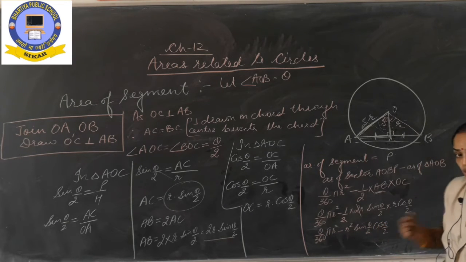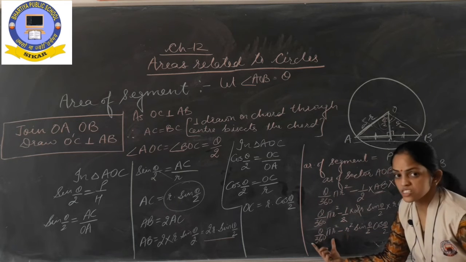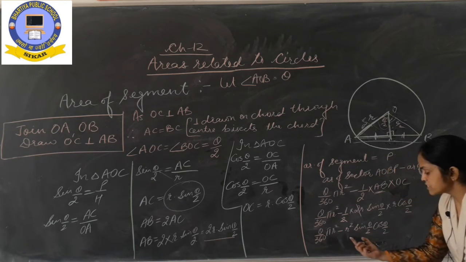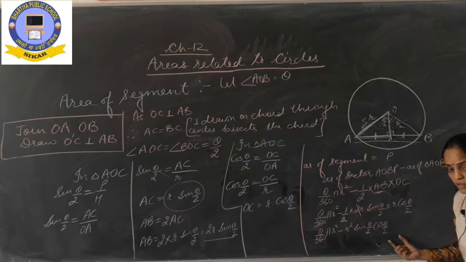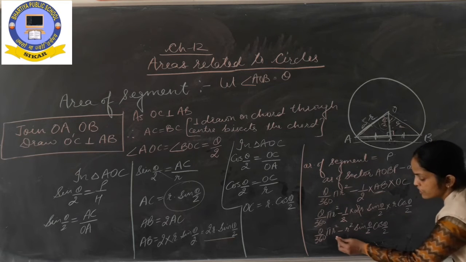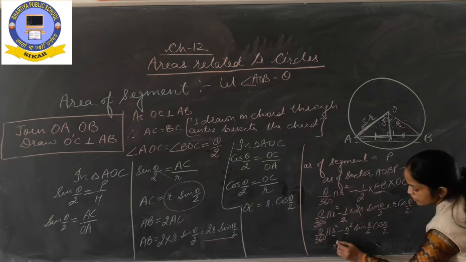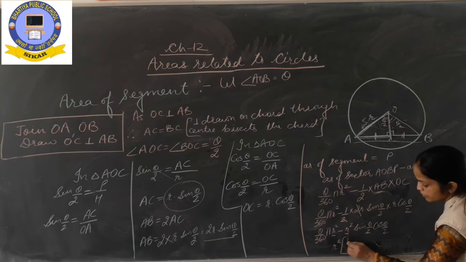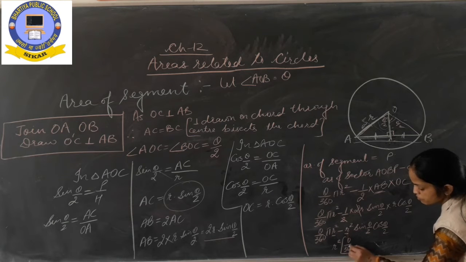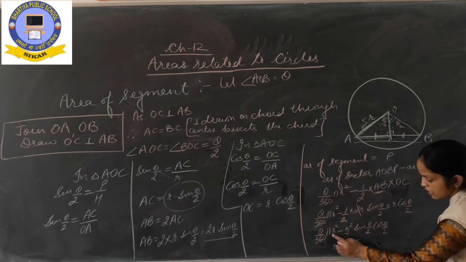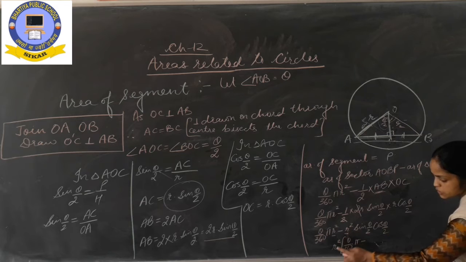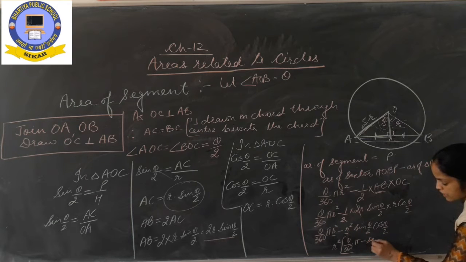Now see, we have two terms here: theta upon 360 into pi r square, minus r square sin theta by 2 cos theta by 2. In both the terms we have r square common, right? So we will take r square common, and what will remain inside? Theta upon 360 multiplied by pi, r square is already outside, minus r square is outside, what will remain? Sin theta upon 2 cos theta upon 2.